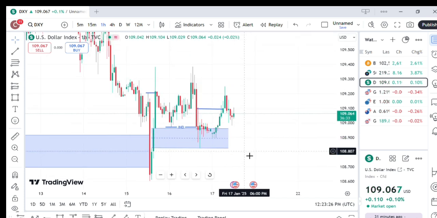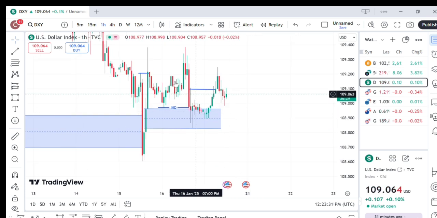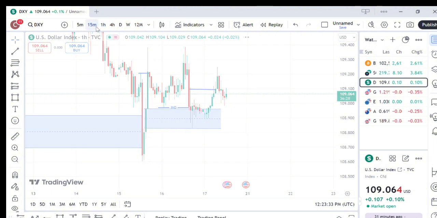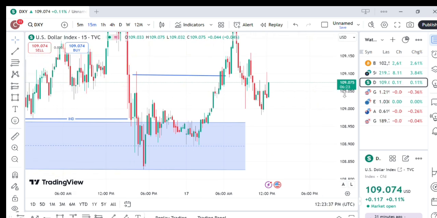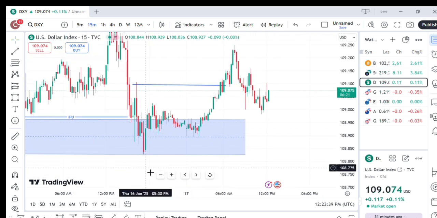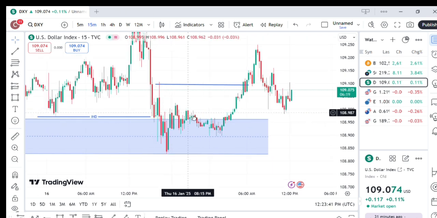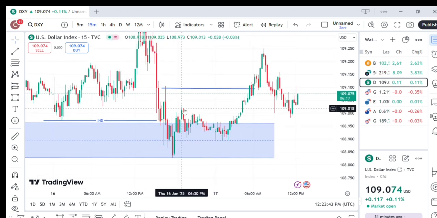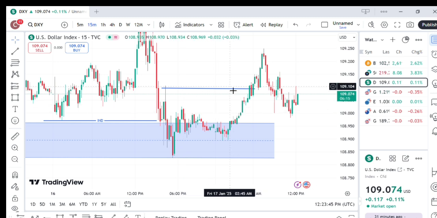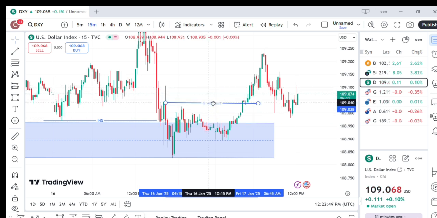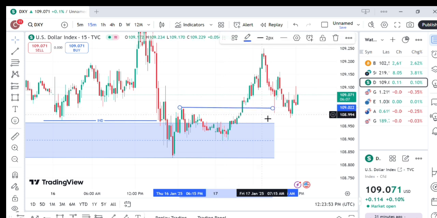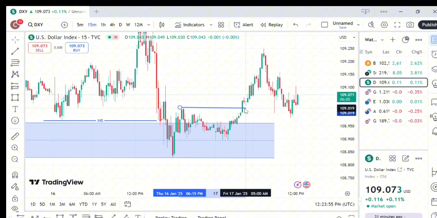Now can we enter here? We can't really enter here now, so we'll move down to the 15-minute time frame. We are also looking for more confirmation, right? So we can see on the 15-minute time frame that price created a change of character here. This is also another change of character here. If this one is the most obvious, we can either use this one or this one. Let's use this one.